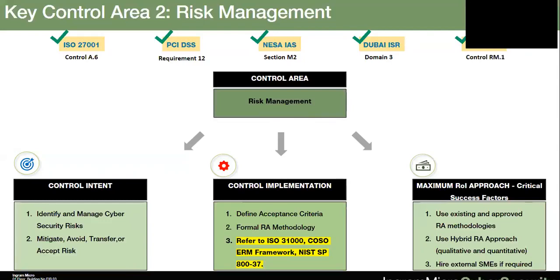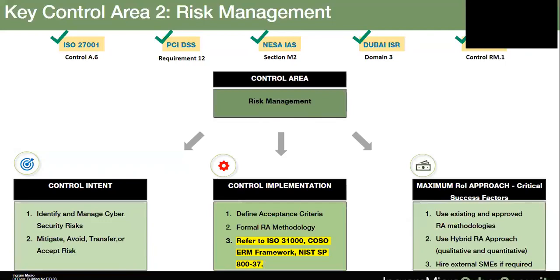Because if the risk acceptance criteria is not approved by management, it means that it's not valid for any kind of further discussion. So we have several standards like ISO 31000, the Enterprise Risk Management Framework, or NIST 837 that actually provide guidance on the correct implementation of risk management.